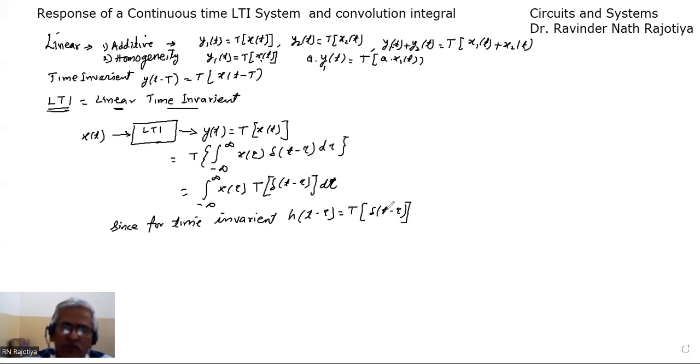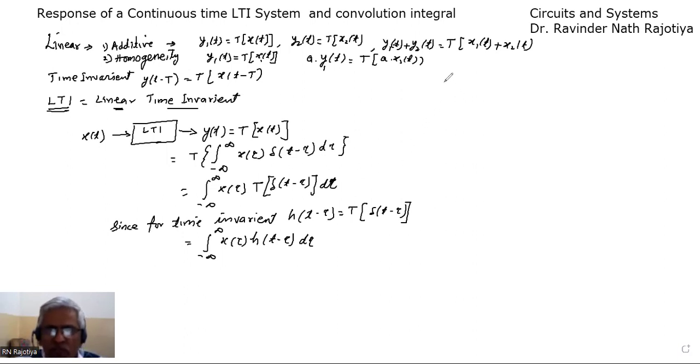Now putting this value back into this equation, what do you have? The equation y of t is equal to the integral from minus infinity to plus infinity of x of tau into h of t minus tau d tau. So this is the solution when an arbitrary signal x of t is applied to an LTI system.